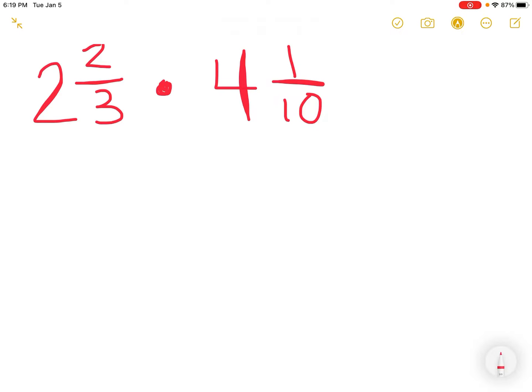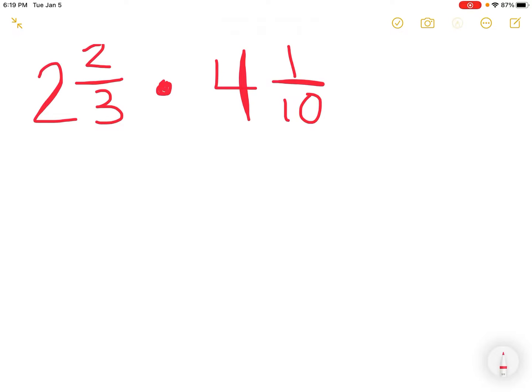The first thing we need to do when multiplying mixed numbers is turn our fractions improper before we start multiplying. We can't just do 2 times 4 and then multiply the fractions. That will not get us the correct value. We need to turn our fractions improper.